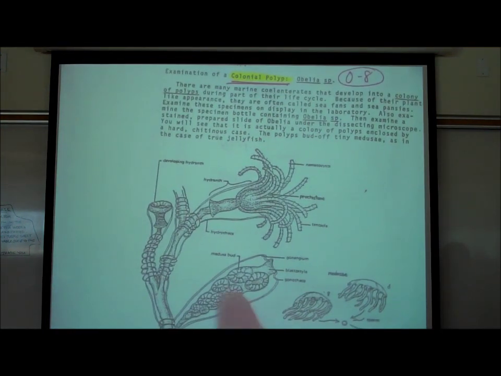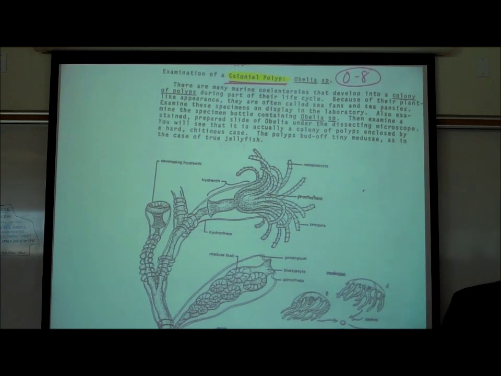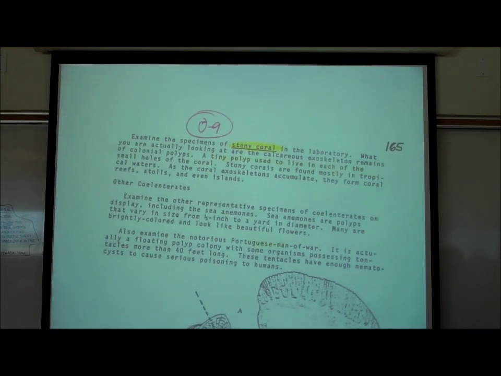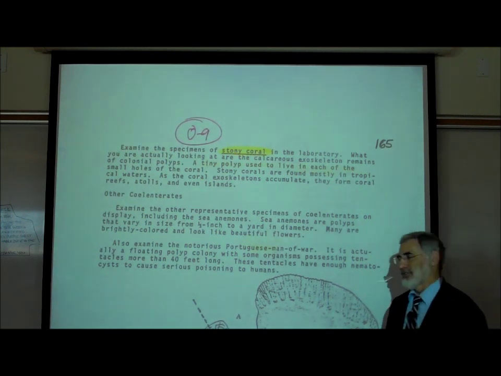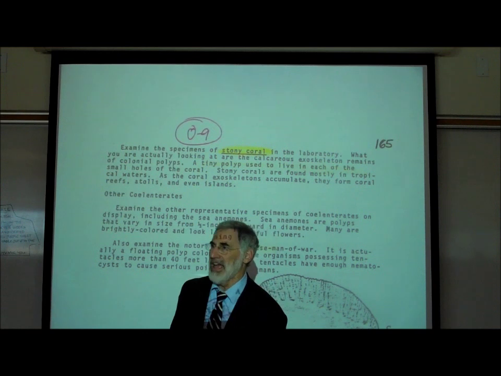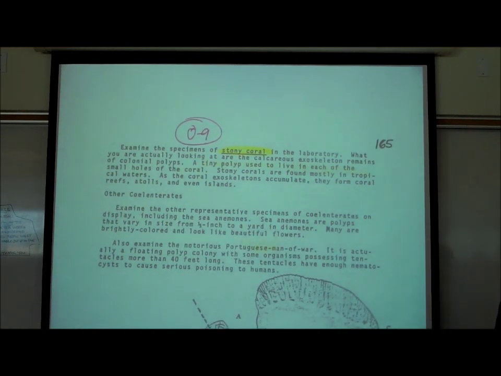And so we'll have a microscope showing you this colony of polyps. But we wanted you to understand what coral is. So in effect, on the next page, on 09, I just underlined stony coral. Sometimes they'll use the word stony coral because coral kind of forms this rock-like mineral around itself. And we've got a few examples of these things.